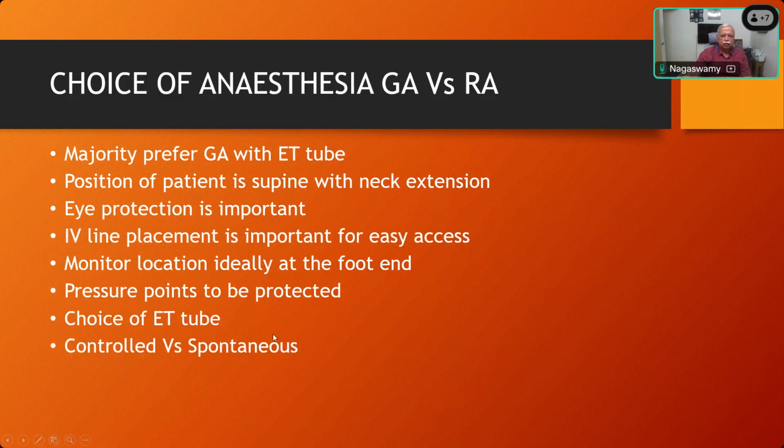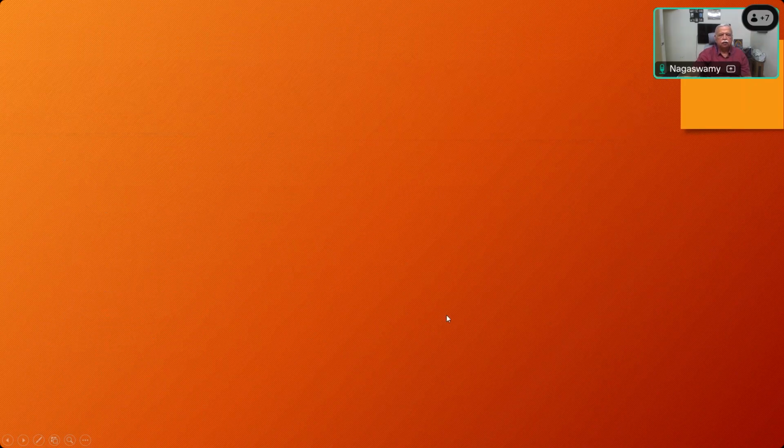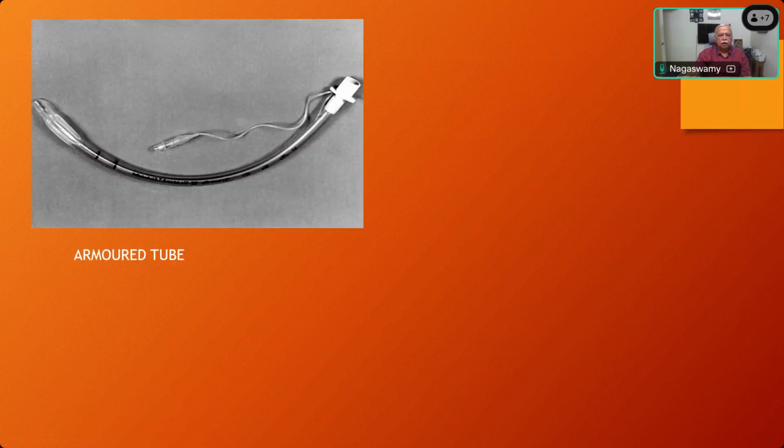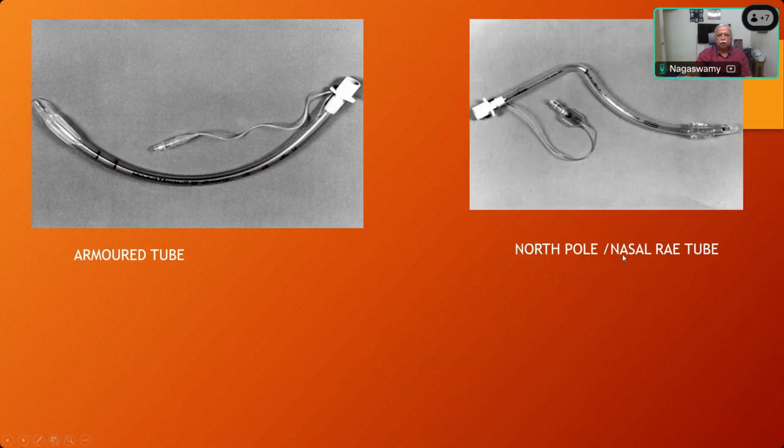Choice of the ET tube between the three tubes she mentioned. And earlier days they used to leave the patient on spontaneous ventilation also for minor small gland resections. But controlled ventilation is the dictum that is followed now. So this is the armored tube which normally we use. This is the North Pole nasal RAE tube. This you don't have to put through the nostril, you can put it orally. So the only indication for a North Pole or a nasal RAE tube to be used orally is thyroid surgery. Okay?